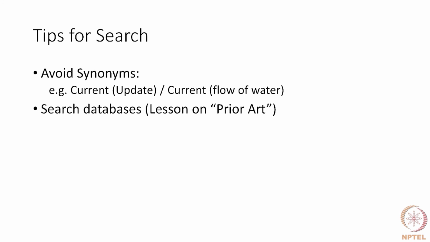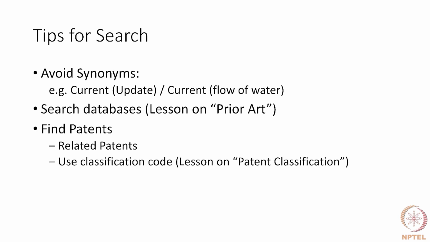Now this is something which we have covered in the lesson on prior art. And once you identify certain terms through the keyword search, you would look for related patents in that field. This can also be done by using the classification code, which is something which we have covered in the lesson on patent classification.